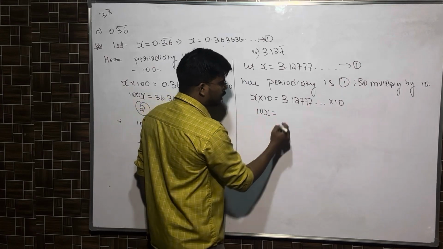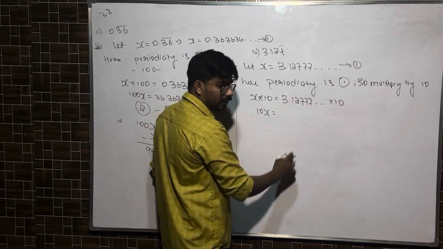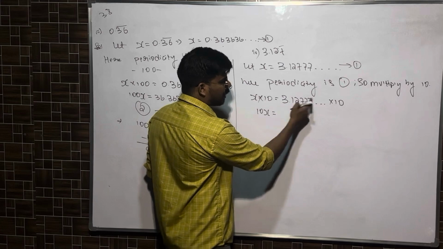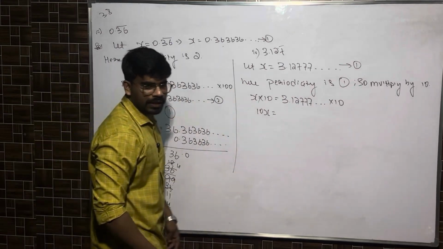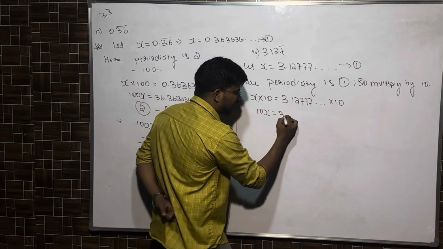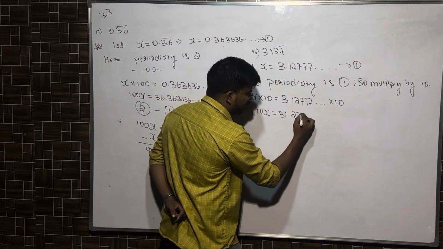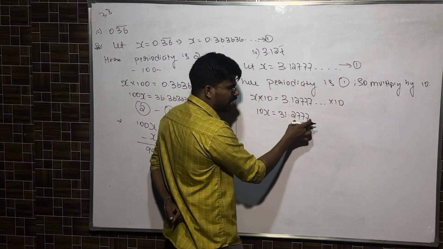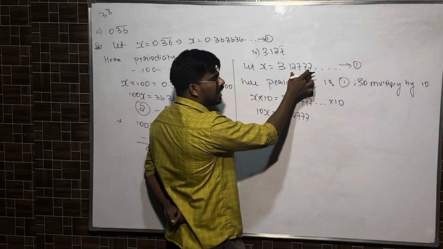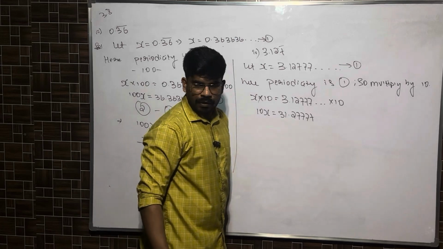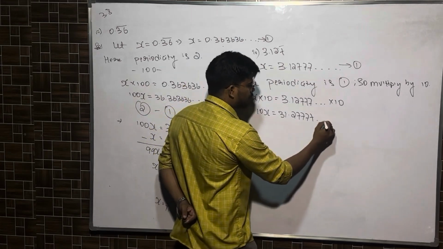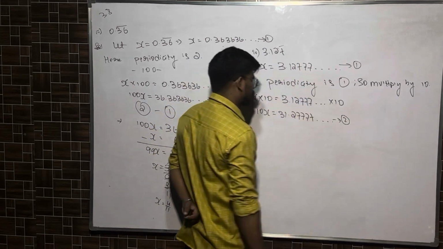10x is equal to, this will become, the point will shift after one number, because only 1 zero is there. Like here 2 zeros are there, that's why we shifted after 2 places. I have already explained you this. So it will become 31.2777. As per this data, only 3 sevens will come. But in equation 1, 5 digits are there after the point. So we have to get one more 7, one more 7 to maintain the equality. So this will become equation 2.